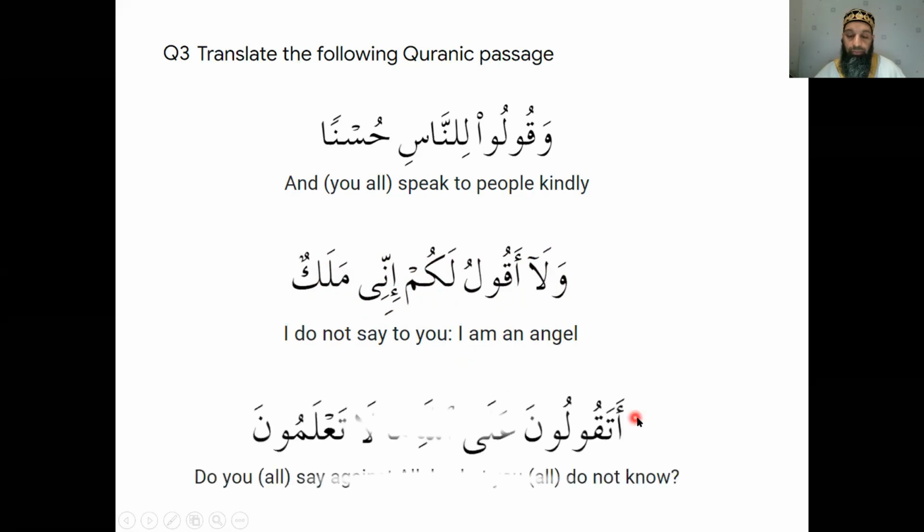And the last one, ataquluna. Ataquluna, taquluna means you all say. Remember, you all say. And the a makes it into a question. There's another way you can make it into a question by putting hal in front of the verb. And the other way is if you just raise your voice, taquluna. Okay? So that's when people are speaking.